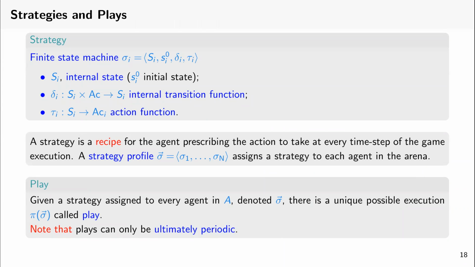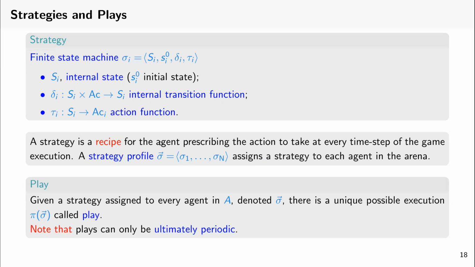So formally, strategies are given by these tuples. We have some states, and we have some transition function, an internal function, that maps from the state of the agent and maybe some action of all of the other agents to the next state. And we have also an action function that outputs some action to be taken by the agent. So a strategy is a recipe prescribing to a player what action to take at every time step of the game.